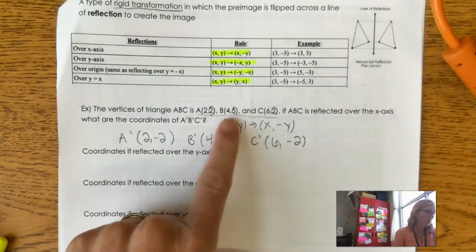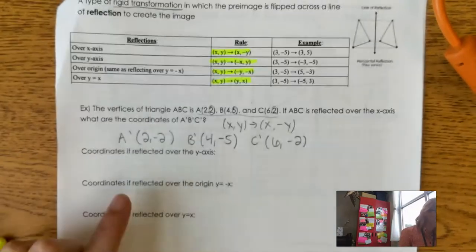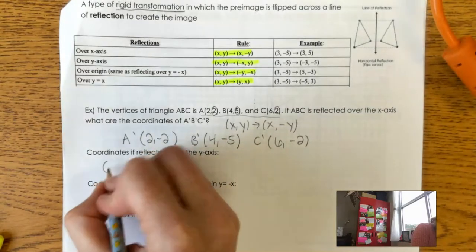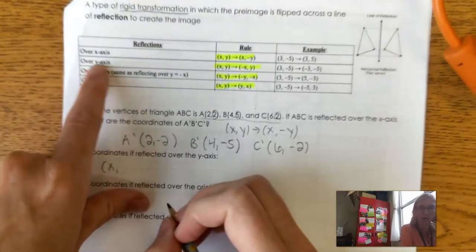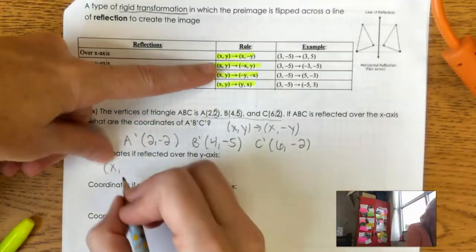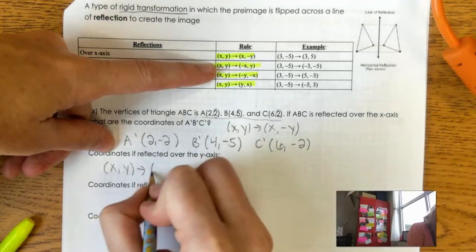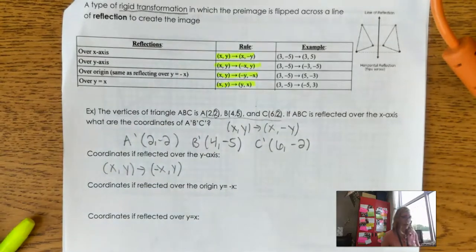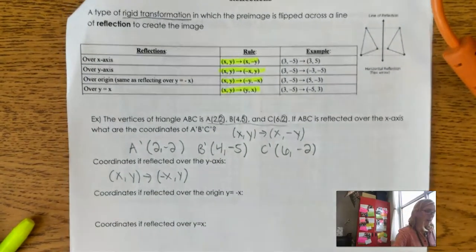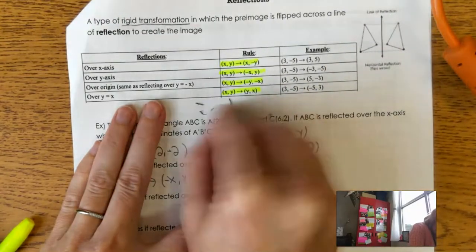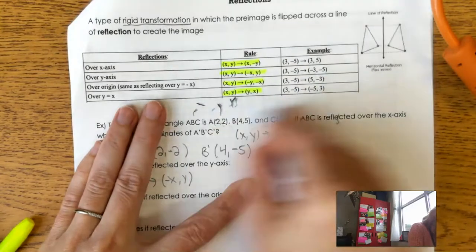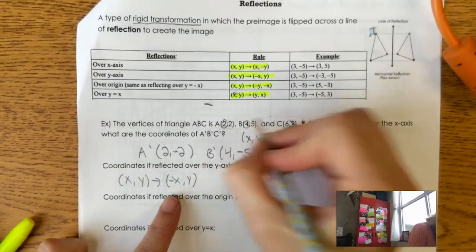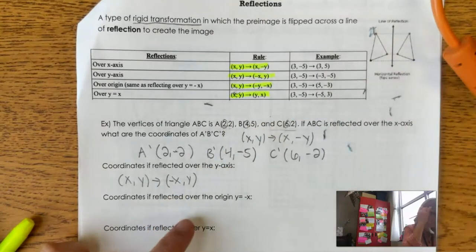Alright, so what about if those pre-image coordinates were flipped over the y-axis instead of the x-axis? I know my y-axis rule, and I can just go up here, my y-axis rule is x, y turns into negative x, y. So now on my pre-image point, my x value is the one changing the sign. So if my x value is changing signs, I'm going to circle the x value.